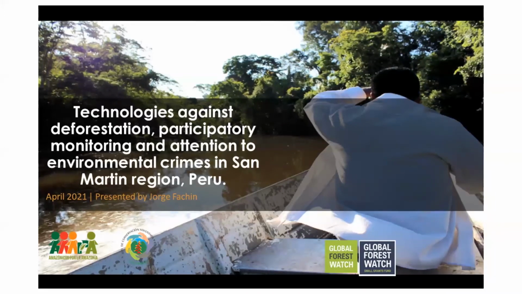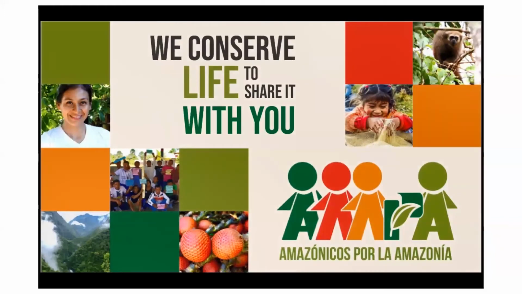I am Jorge Fachin. I am the coordinator of the monitoring and GIS unit of the Amazonians for the Amazon, AMPA. AMPA is a non-profit organization that works in the conservation of natural and cultural heritage and the improvement of life quality and sustainable development of the communities of the Andes Amazon in Peru. We work with a people-to-people approach, and our mission is to conserve life to share with you.